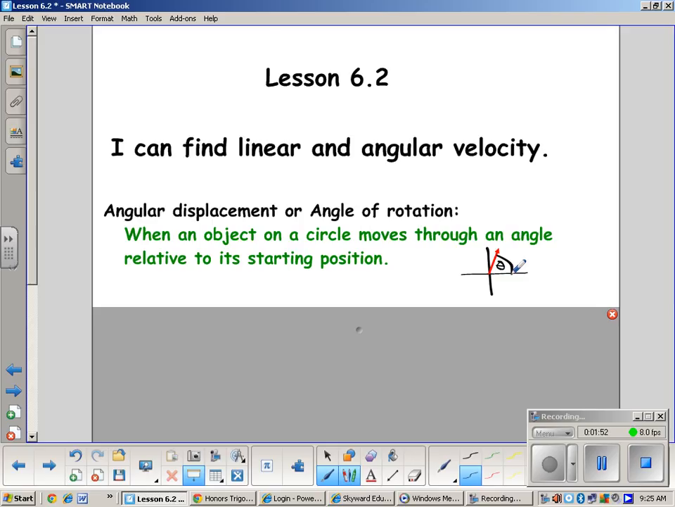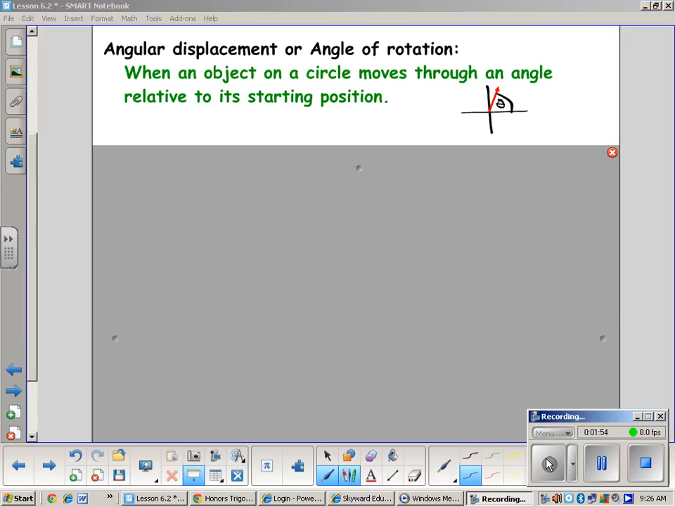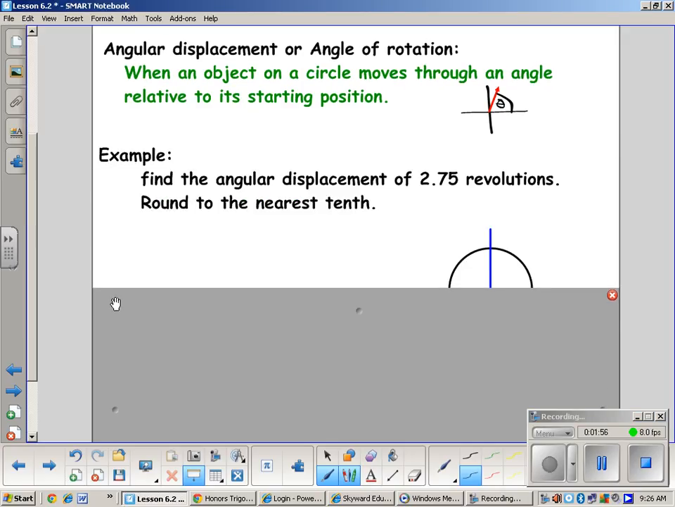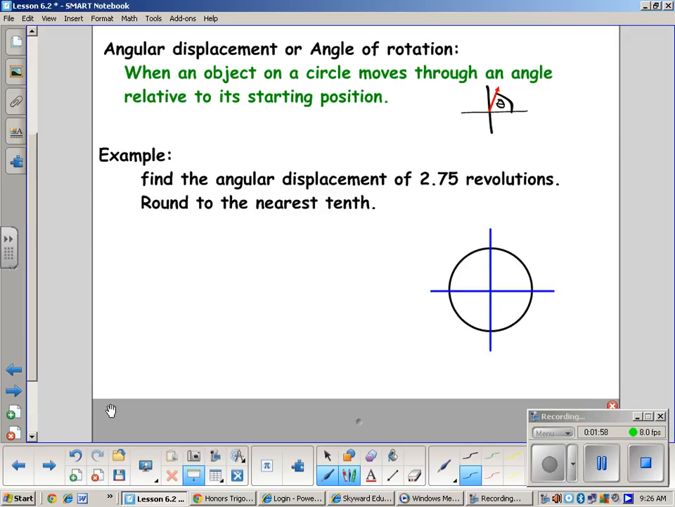Let me pause just a second. Example. Find the angular displacement of 2.75 revolutions, round to the nearest tenth. Say that again for Megan in case she's watching.